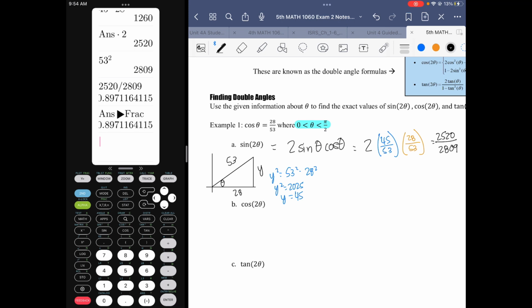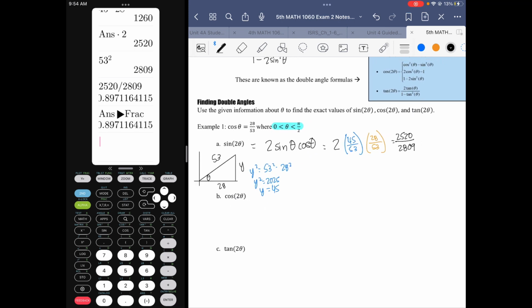Nope, it really just doesn't reduce pretty. That's just kind of where it is. Okay, so that would be the answer. We do need to double check if this should be positive or not.